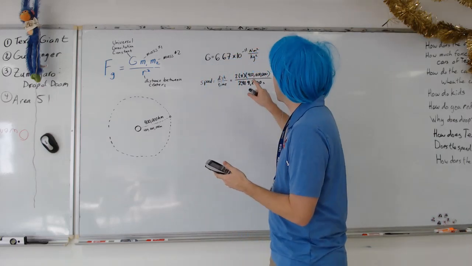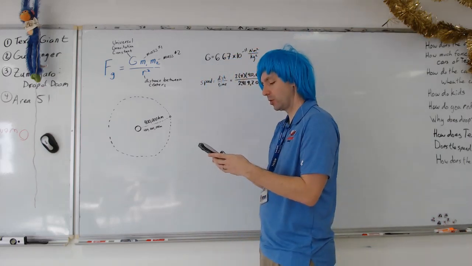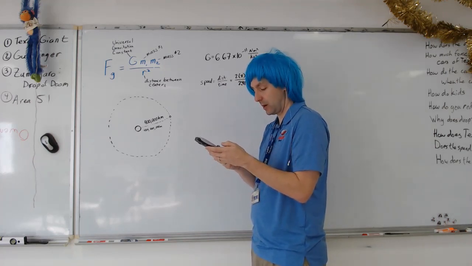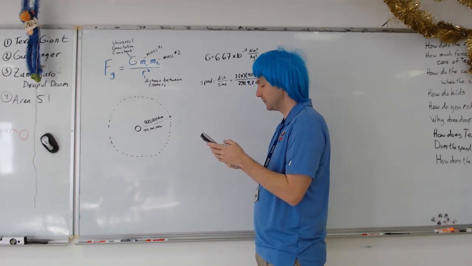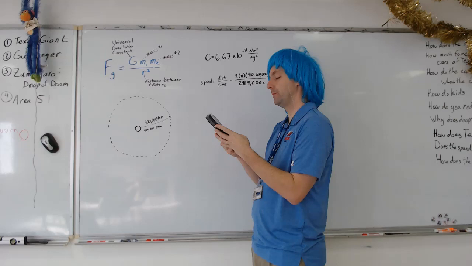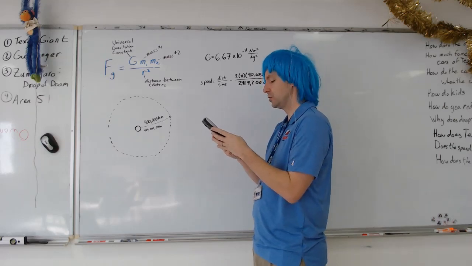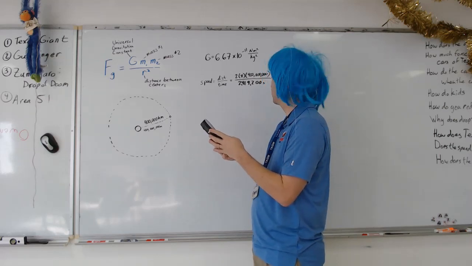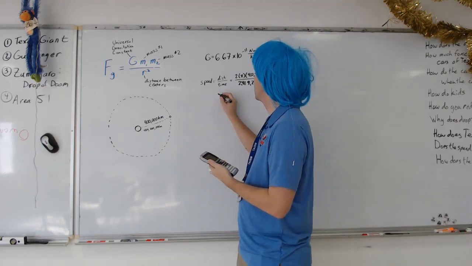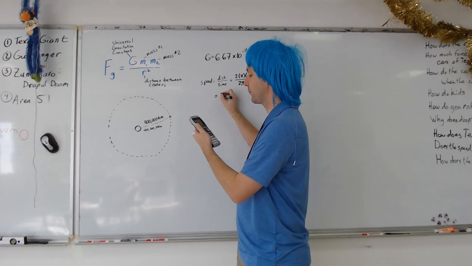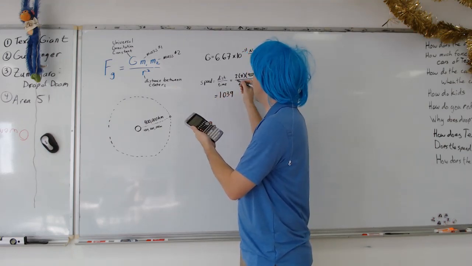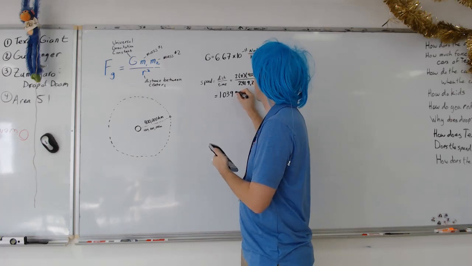Okay, so we should now be able to do the math here. We're going to go 2 times pi, which I know I have a pi button on here somewhere. 2 times pi times 400 million, and then divide by 2,419,200, and we get that the moon is moving at approximately 1,039, about 1,040 meters per second.